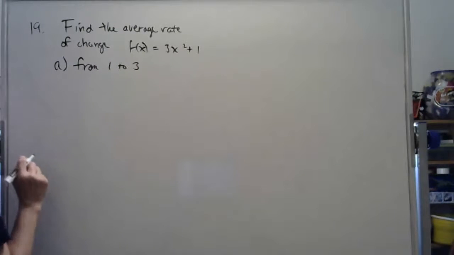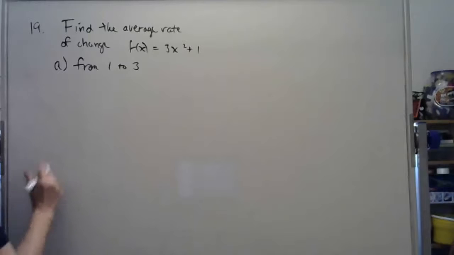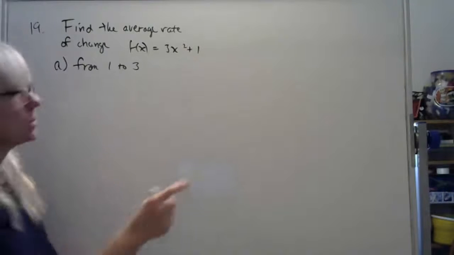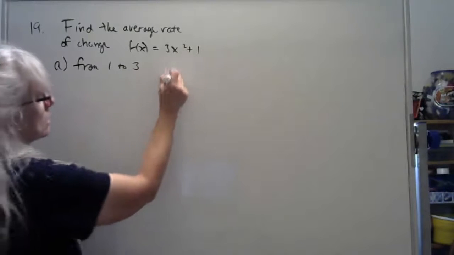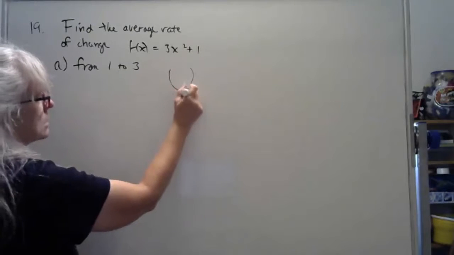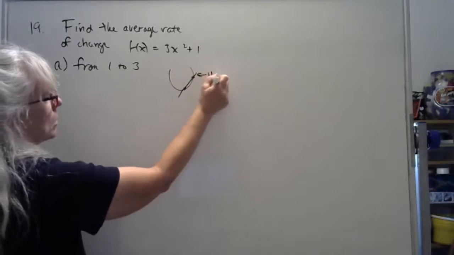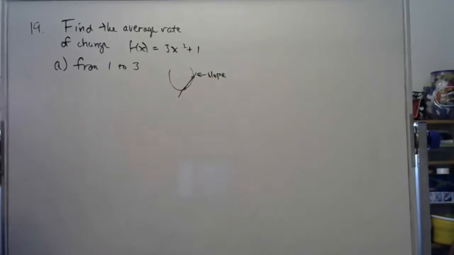So, well, what are we going to do? In order to find the average rate of change, it's the slope of the secant line. So we know that this is a parabola. We know it's doing something like this. And what they're asking us to do is to go between 2 points and find the slope of that line. And that's what the average rate of change is.